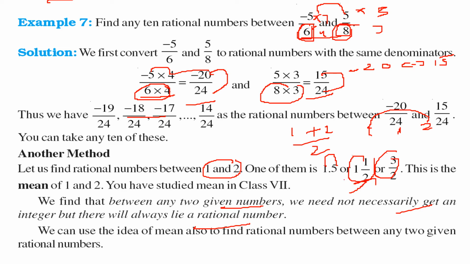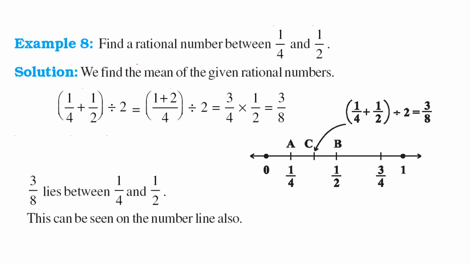And we can use this idea of mean to find rational numbers between any two given rational numbers. See, we have to find a rational number between 1 by 4 and 1 by 2. We just add them and divide by 2. So 1 by 4 plus 1 by 2 divided by 2, you get 3 by 8. You want more? If you want more, you take 1 by 4 and 3 by 8, add them and divide by 2. You want more? You add 3 by 8 and 1 by 2 and divide by 2. All these will lie in between.